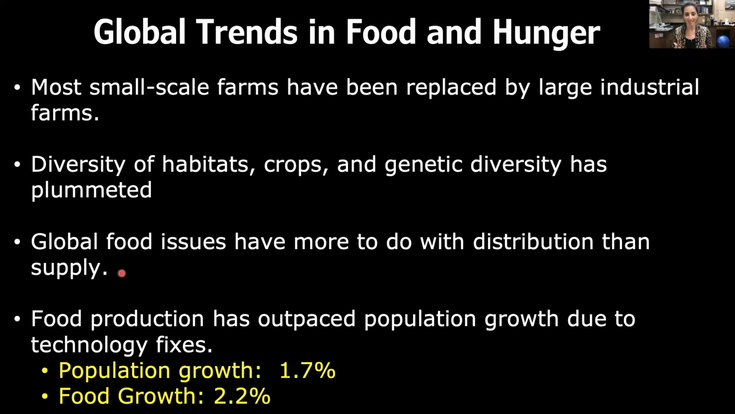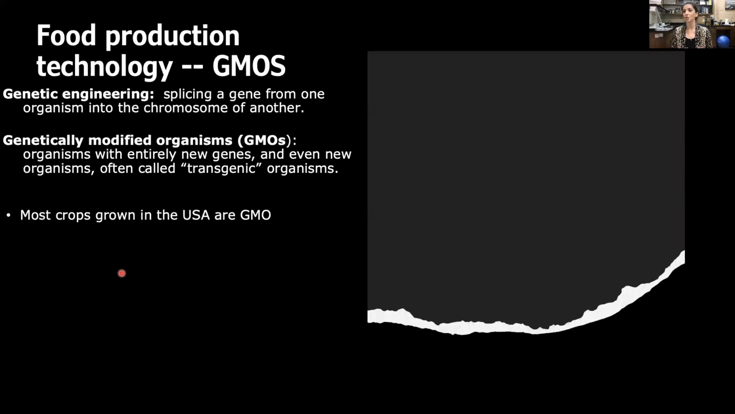Okay, so what are these technology fixes? A lot of research and development has been dedicated to GMOs, or genetically modified organisms. What does this mean? It means it's an organism that has been subjected to some sort of genetic engineering. And genetic engineering mainly takes place through splicing a gene from one organism into the chromosome of another organism.